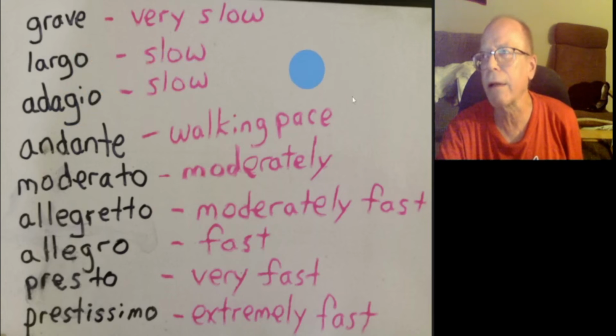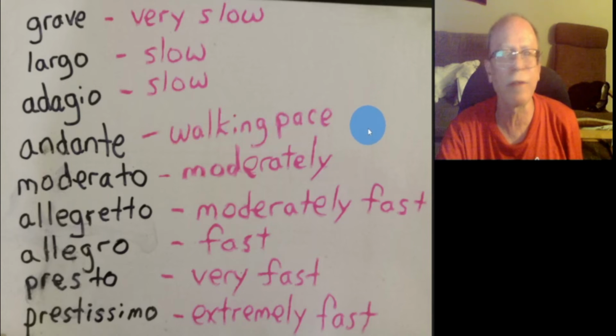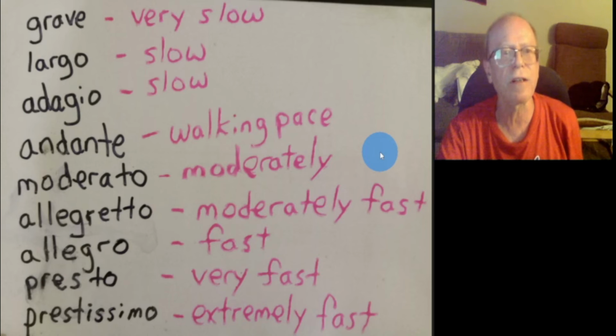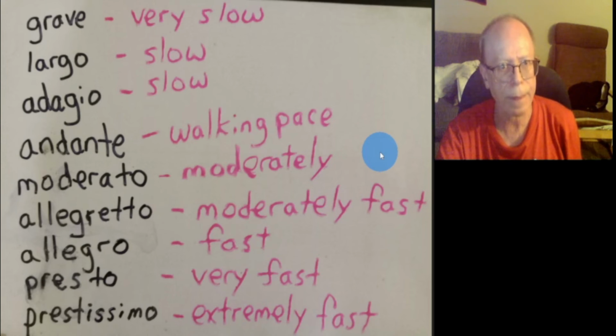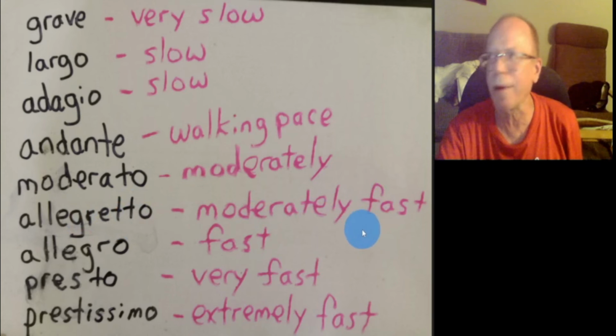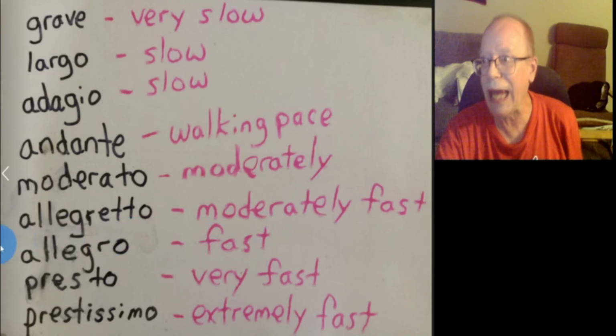All right, then it gets a little quicker. Andante, which actually translates to a walking pace, which is the same as moderato. Okay, what we're looking at there is just a moderate, normal pace. Okay. All right, we move on to this. Moderately fast, Allegretto. Okay, not too fast, moderately fast. And then getting quicker, Allegro.